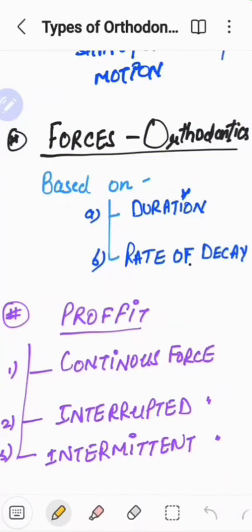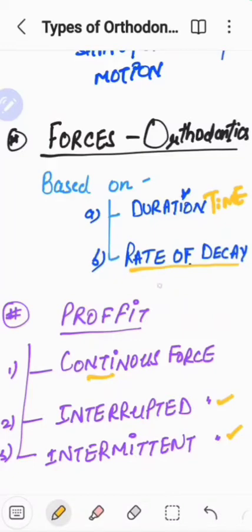Now, according to Proffit, the orthodontic forces have been divided into three parts: the continuous force, the interrupted force, and the intermittent force, based upon the duration, which means the time for which the force is applied, and the rate of decay. Now, what does rate of decay basically mean?